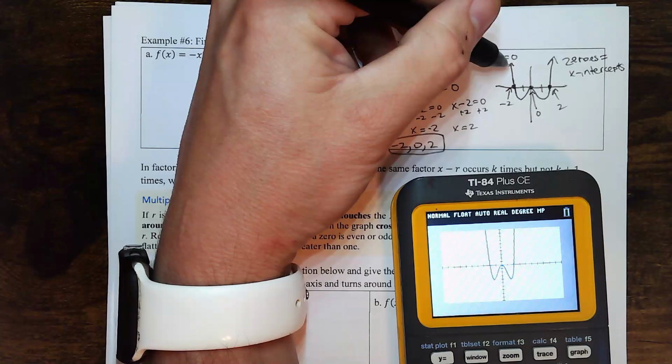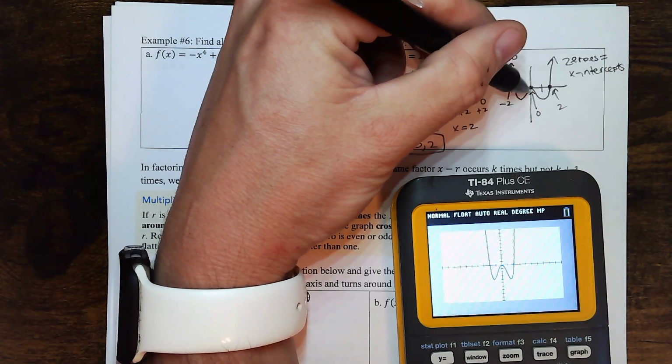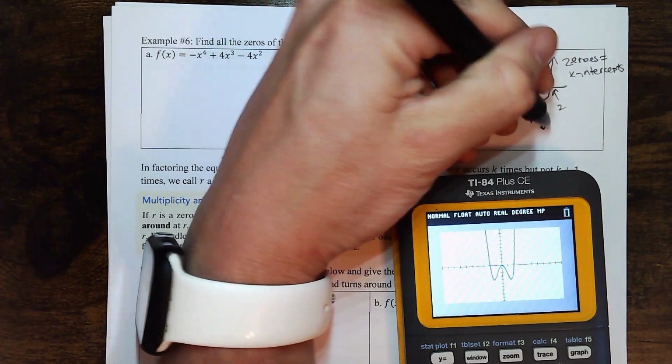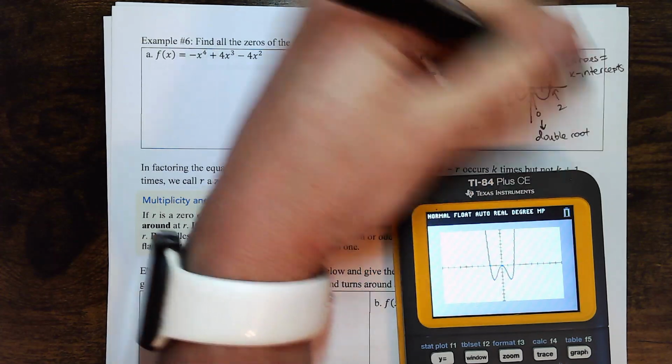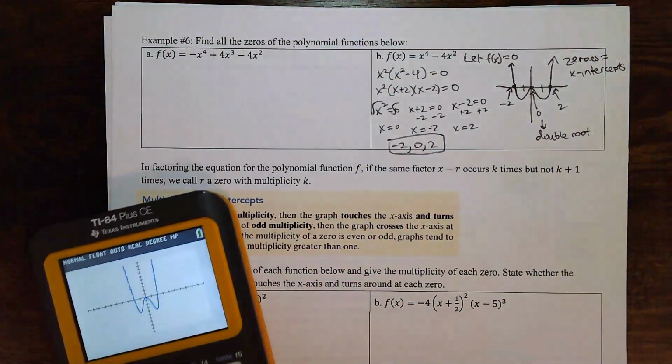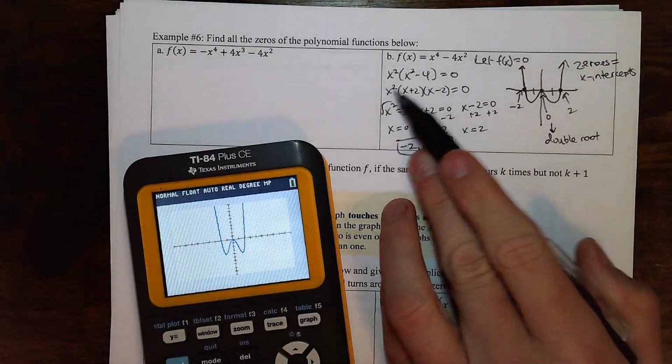Now, one thing I wanted to point out is notice that these two just go through and cross. This one sits on it. When it sits on it like that, we call that a double root. When it doesn't cross, where it just sits on it, that's a double root. And let me explain why you could see it from here. It was x squared, so x times x.